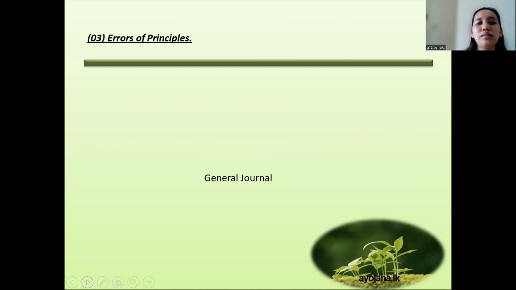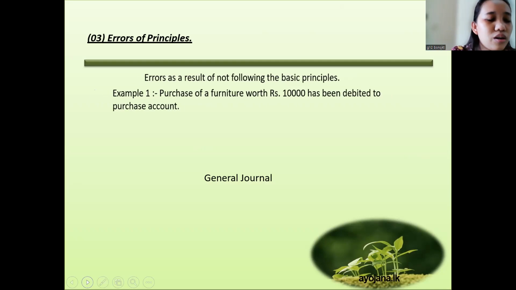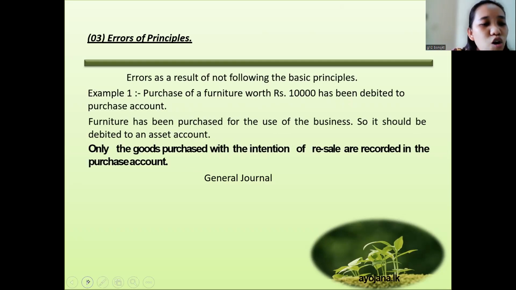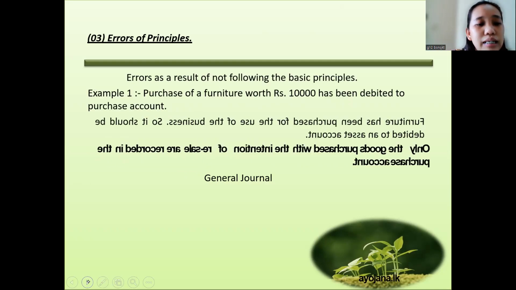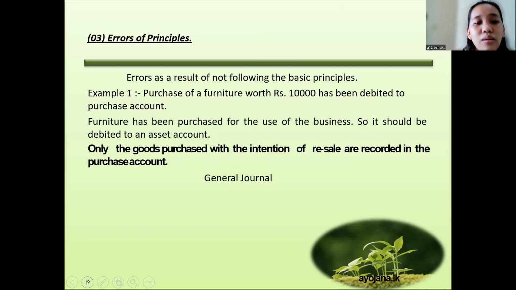Okay, the third one is error of principle. What's the definition of that one? Error of principle is an error as a result of not following the basic principles. We just don't follow the accounting principles. For example, a purchase of furniture worth, let's say, $10,000 has been debited to the purchase account.